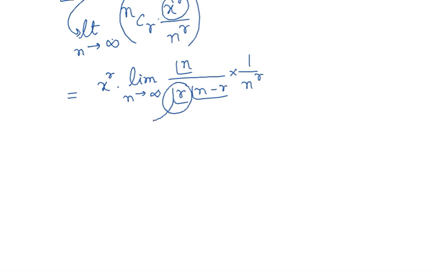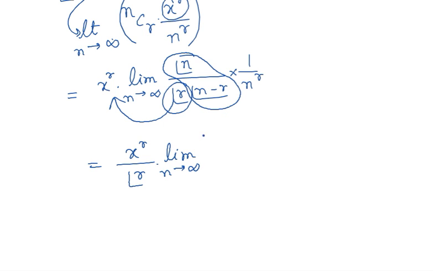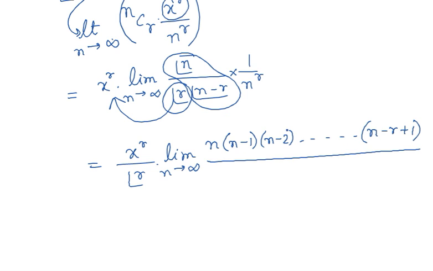So this factorial r can also be taken out. So it will become x to the power r by factorial r, limit n tends to infinity. Now you see that factorial n by factorial n minus r. As you know, factorial n is the product from 1 to n consecutive natural numbers, and factorial n minus r is the product of 1 to n minus r consecutive natural numbers. So their ratio can be easily said to be n, n minus 1, n minus 2, in this way until n minus r plus 1. Okay, and the whole thing is getting divided by n to the power r.